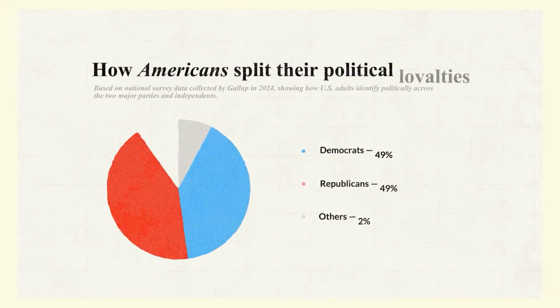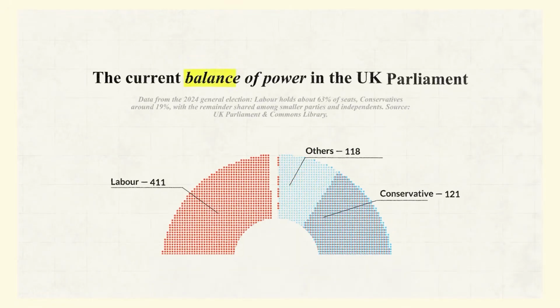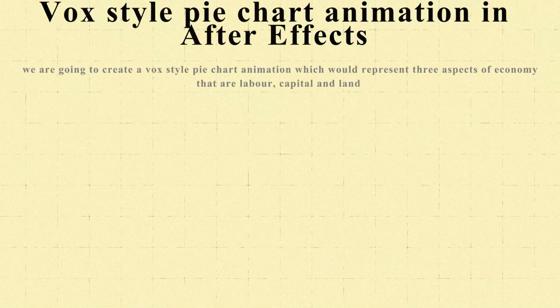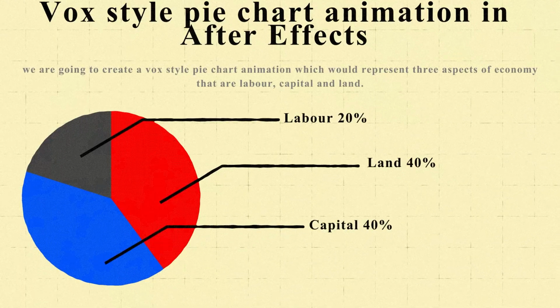We're going to create a pie chart animation in the style of Vox and Johnny Harris. This style has become very popular because it combines simple shapes with clean storytelling, making information easy to digest and visually engaging. Without further ado, let's just jump right into After Effects.